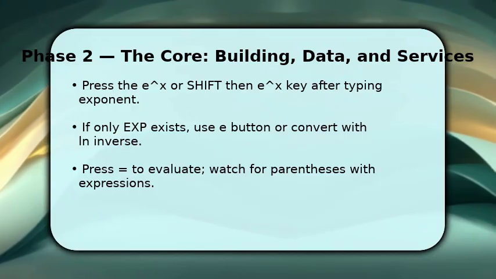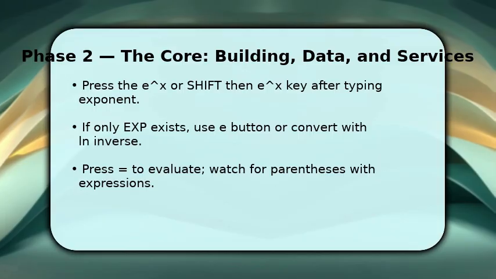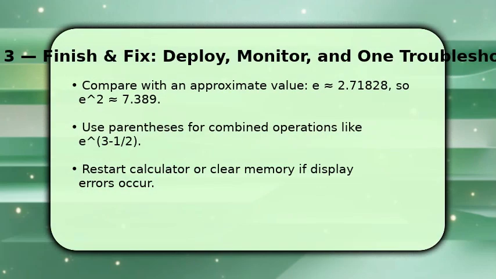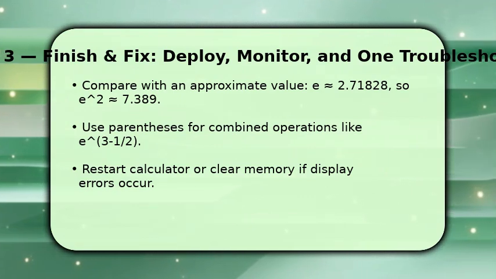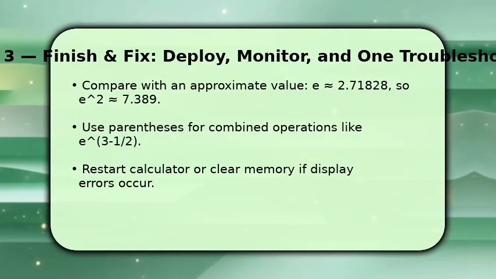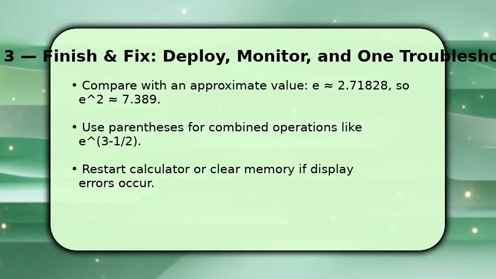Press equals to get the numeric result and verify the display. You finish by checking the result for reasonableness. Recall e is approximately 2.71828, so e^2 should be about 7.389. This helps catch entry errors. Once done, store or record the value.